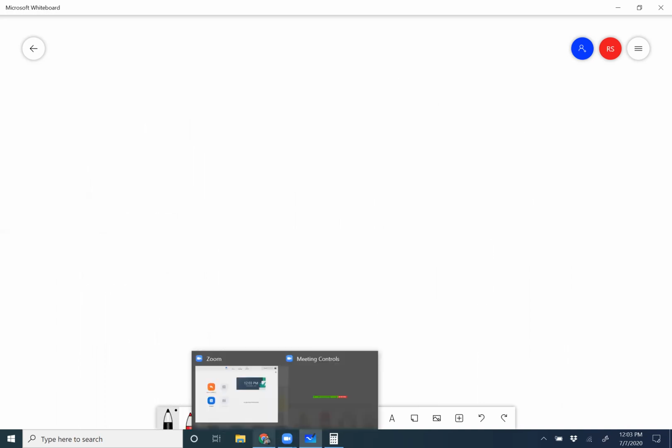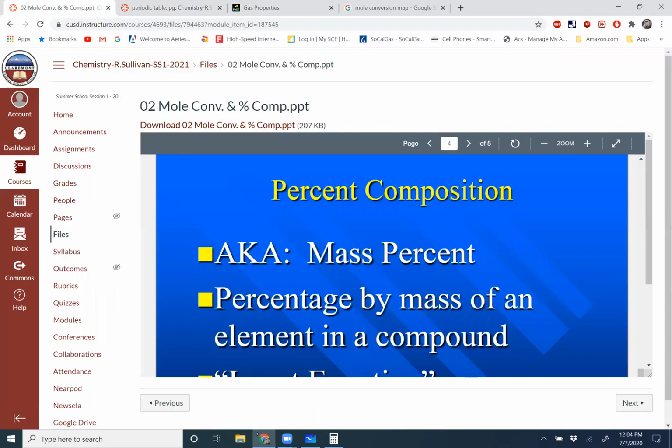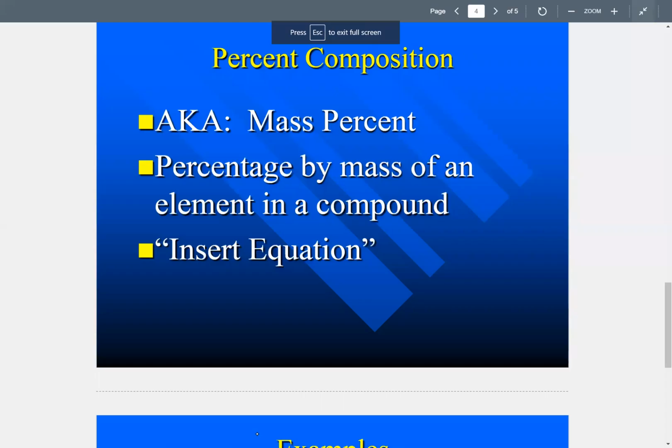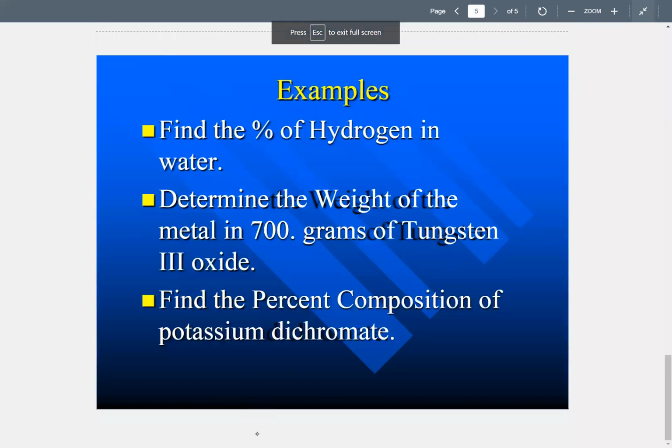The mass percentages become extremely helpful tools for checking this kind of stuff out. So we did examples there.